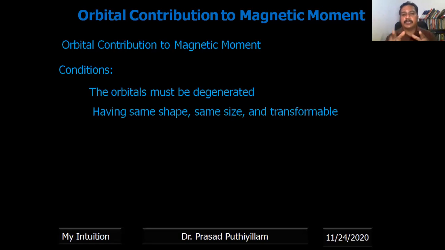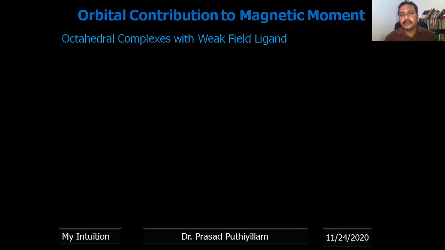They have the same shape, same size, and are transformable. So the dxy, dyz, dxz have the same shape and same size, and we can even transform dxy to dyz by rotation, a 45-degree angle rotation. We can convert them, but there should not be any identical spin of electrons in the dxy, dyz and dxz. If all electrons have identical spin, then when you try to transform, the spin will rotate along with the 45-degree angle, so the electron spin would also become opposite. That is not possible, so it cannot contribute. Therefore, there should not be any identical spin. These conditions we have to keep in mind.